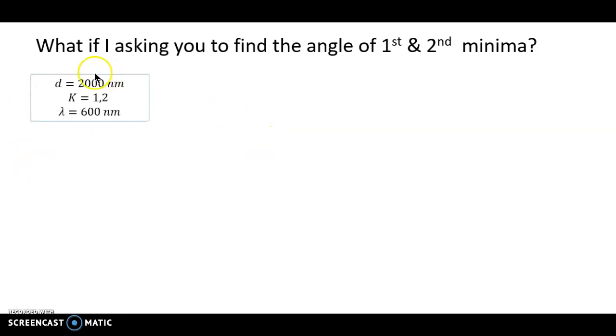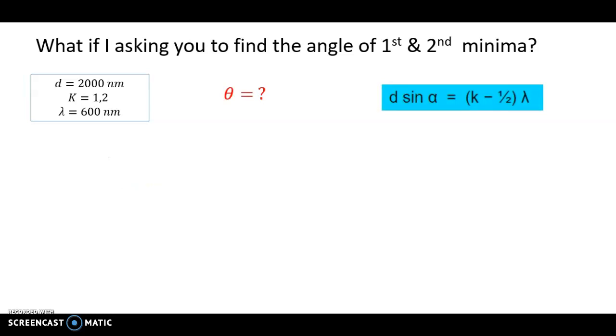Okay, we know the distance remains the same, 2000 nanometer. K, one of them would be 1, the other would be 2, first and second. And lambda, we calculated already, it is 600 nanometers. So they're asking us about theta. So this is the equation we're going to use to calculate minima: d sine theta equals k minus half times lambda. If they're telling us it's half, we put 1 minus half, first 1 minus half, second 2 minus half, and use it.